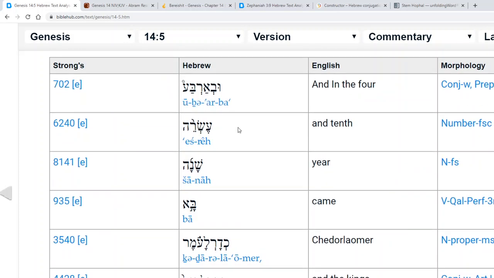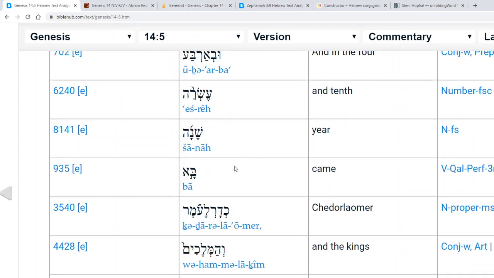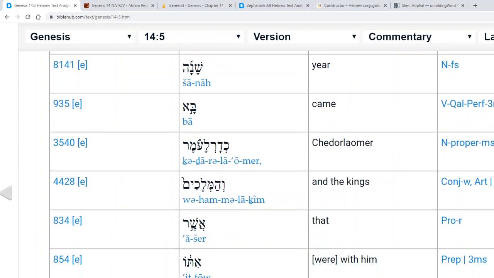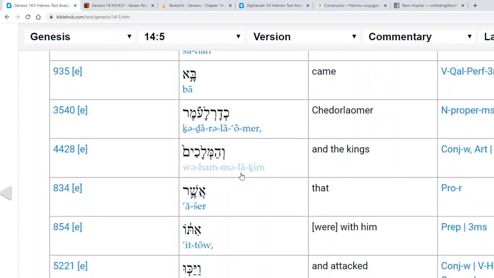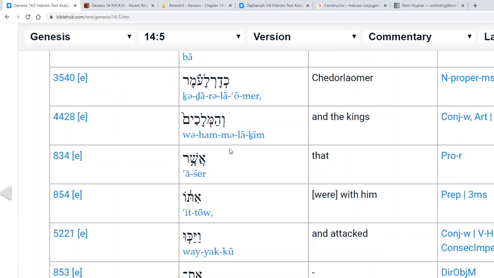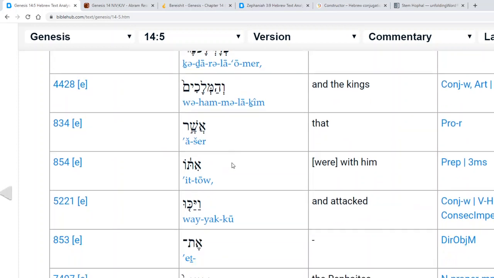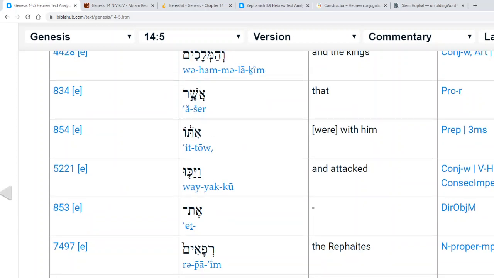Esre, arba esre is obviously 14. Shana is year. Ba, the root is Bet Aleph Hey. The Hey absconds. Came, right? Kedorlaomer is his name. V'hamlachim. So conjunctive vav. Hey is the article. Melech means king. Melachim is in the plural, right? And the kings. Asher is the relative pronoun, usually translated as that. Ito.